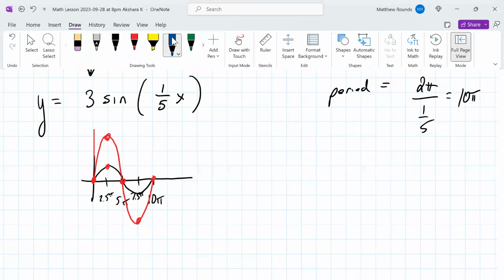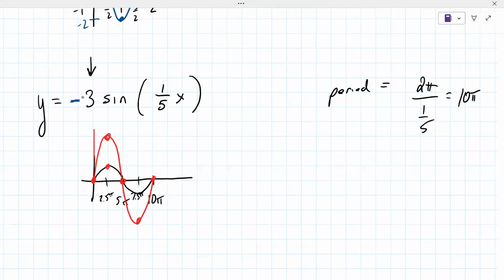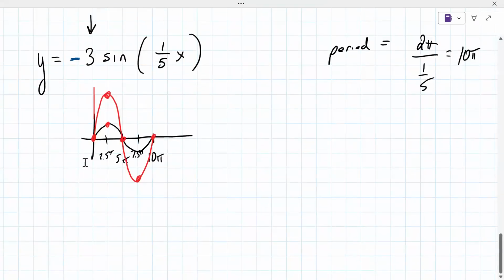And I'm going to do it on this graph. What would a negative out in front do? What do you think? Reflected. Over which axis? X. Yes. So if it's up here at the top, it's going to come down below. If it's down at the bottom, it's going to come up. The 0 points stay the same, so that comes down. It's like that.